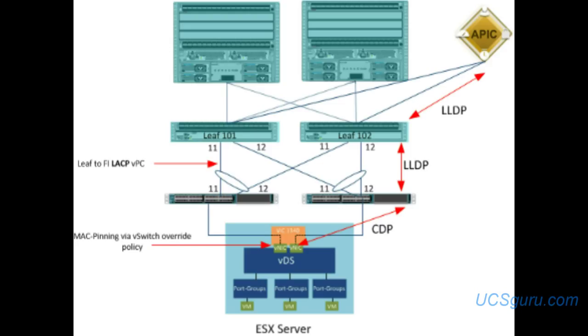Probably the most important thing to note here is how the APIC discovers changes within the virtual network environment, and that is by end-to-end LLDP. The quirk here is that the VIC card within the B-series blade will not forward through LLDP packets that it receives northbound. It will terminate them, but it won't pass them through to the VMware environment. So the solution there is to turn on CDP within the Cisco UCS environment and within the VMware environment. And then the APIC is intelligent enough to stitch the southbound CDP and the northbound LLDP together to make an end-to-end layer 2 discovery protocol.